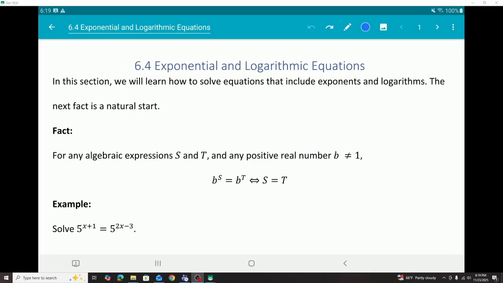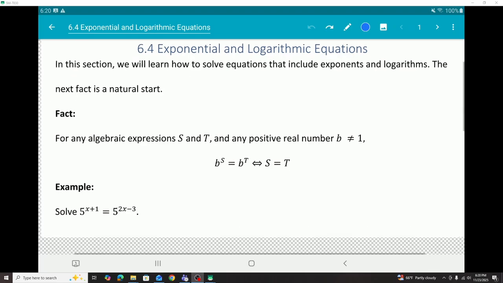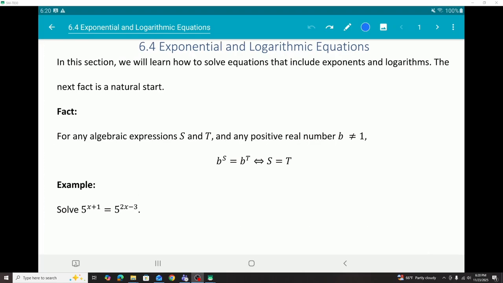Now it's time to start our very last section for pre-calculus. Exponential and logarithmic equations. So this is the section that answers the question of what happens if you need to know a power of something, like you need to know what power to raise a number to in order to get a number that you need. That's what 6.4 is all about.